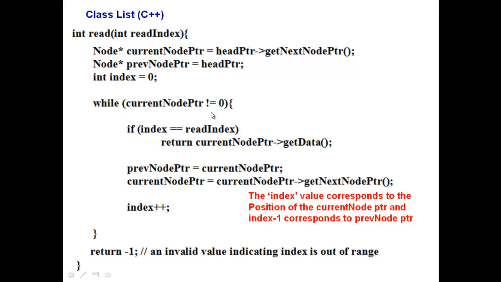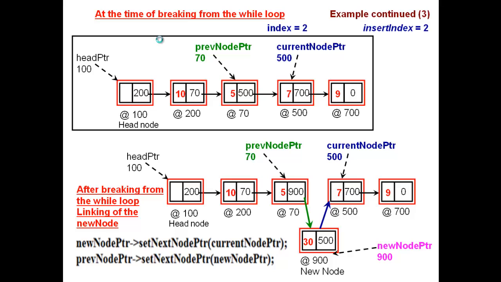Check whether current node pointer is null or not. If it's not null, get inside the loop. And like we checked index equal to insert index, check if the index equals the read index, the index from which you want to read the data. What I mean by reading at a specific index: for example, if I want to read index 3, after we insert, the list becomes 10, 5, 30, 7, 9. So 10 is at index 0, 5 is at index 1, 30 is at index 2, 7 is at index 3, and 9 is at index 4. So at index 3 you really have 7, and that's the data we want to read.